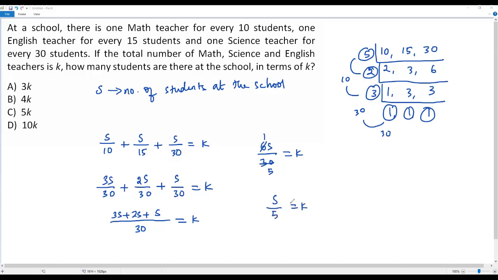My aim is to solve for s in terms of k. For that, I have to get rid of this denominator 5 over here. So for that, I have to multiply both sides by 5. When I do so, this 5 will cancel out. Then s equals k times 5, which can be written as 5k.